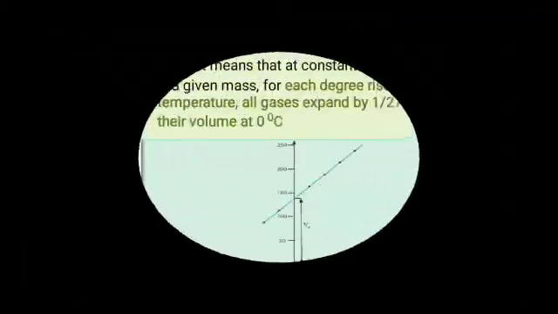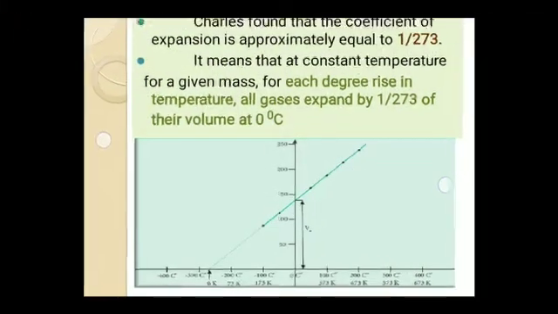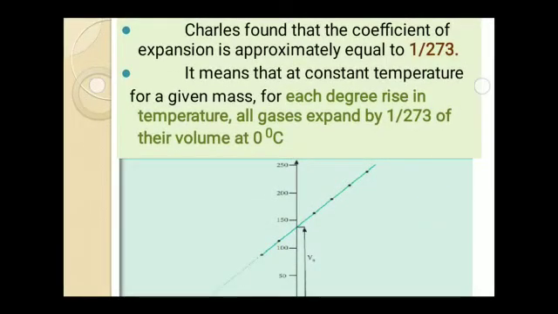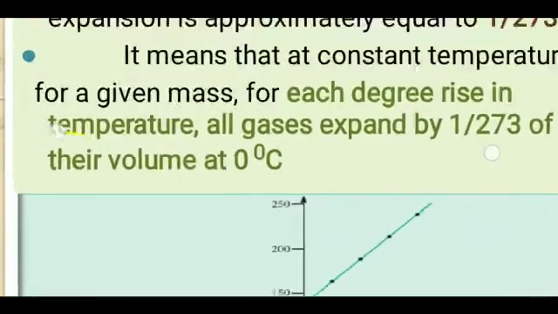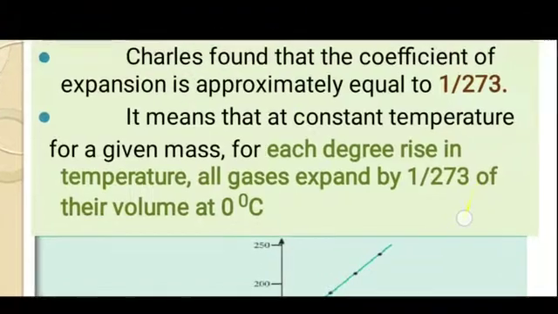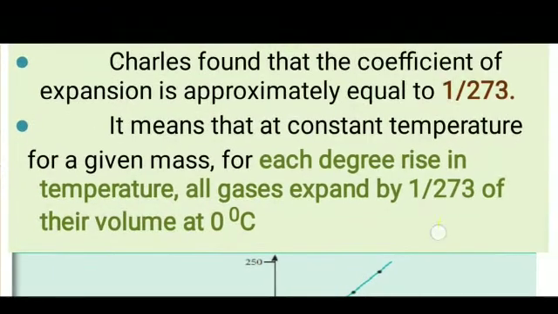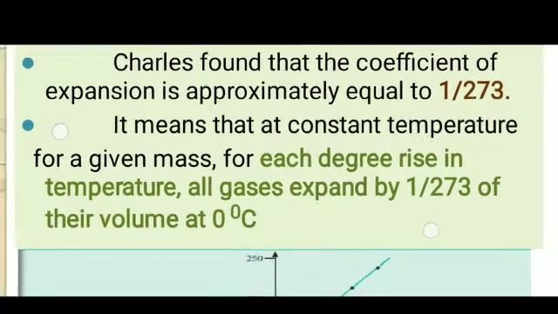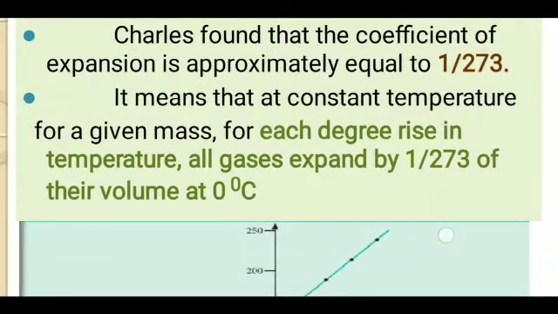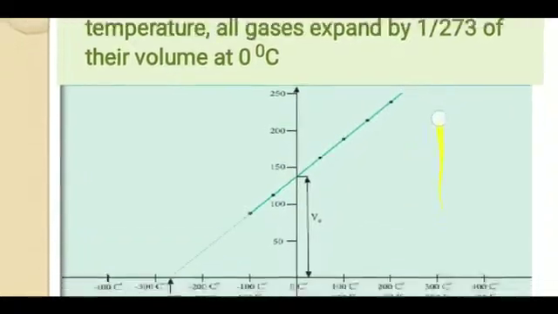Now Charles found that the coefficient of expansion is approximately equal to 1 by 273. It means that at constant pressure for a given mass, for each degree rise in temperature, all gases expand by 1 by 273 of their volume at 0 degree Celsius.